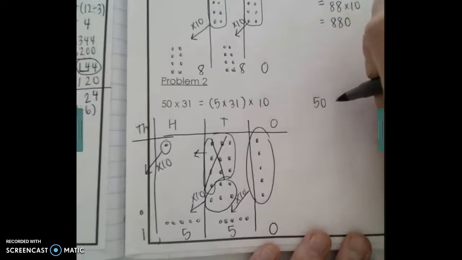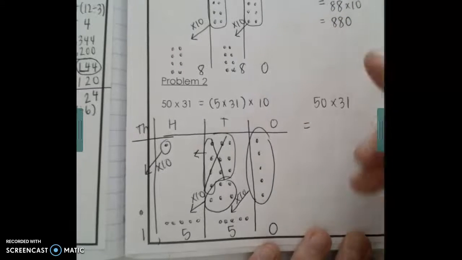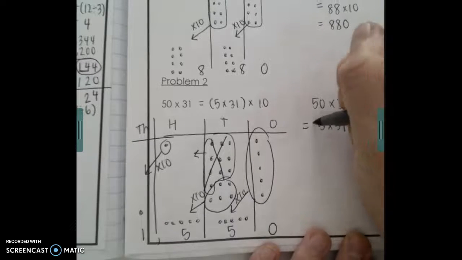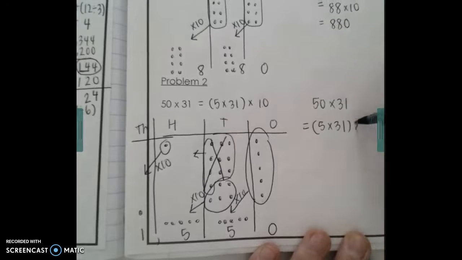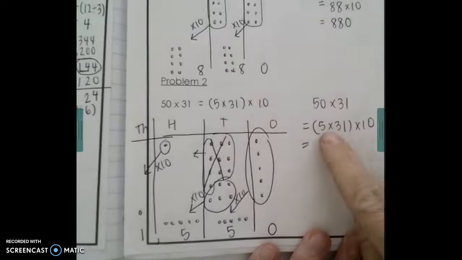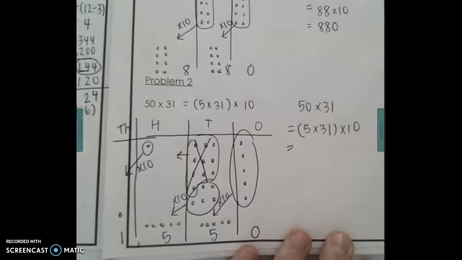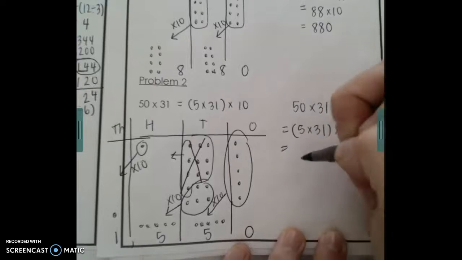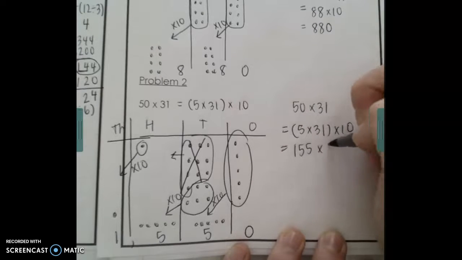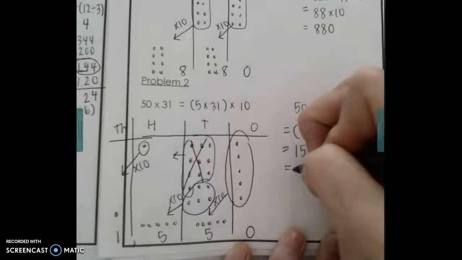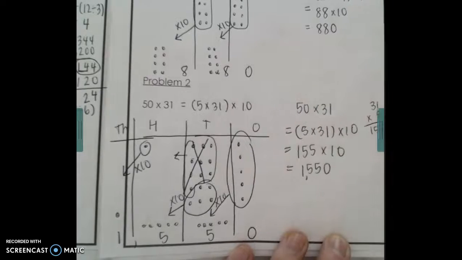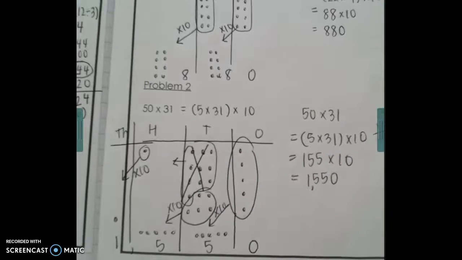Okay, and then let's show that on our standard algorithm. I'm going to do 50 times 31. First I'm going to take that 50 and just make it into 5 times 31. And then I'm going to keep my 10 off to the side, so times 10. So we do 5 times 31 first. I can do the work on the side too. I can do 31 times 5. 5 times 1 would be 5. 5 times 3 would be 15. I get 155 times 10. And remember, when we times by 10, we just add it to the end of our number. And since I have 4 digits, I'm going to add my comma. So our final answer would be 1,550.